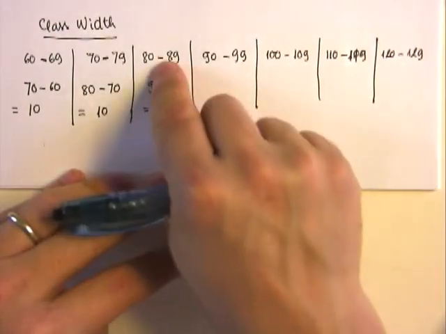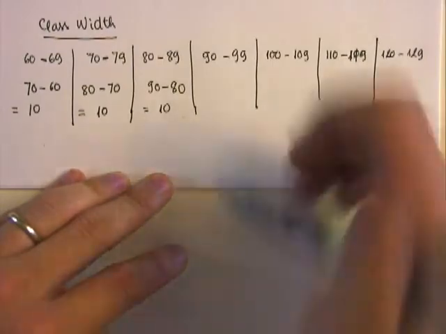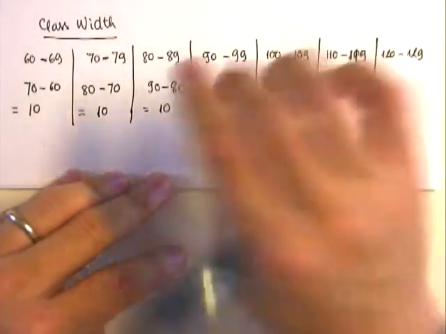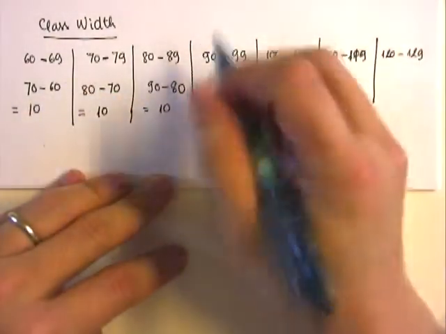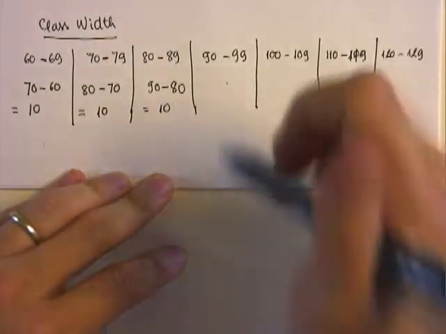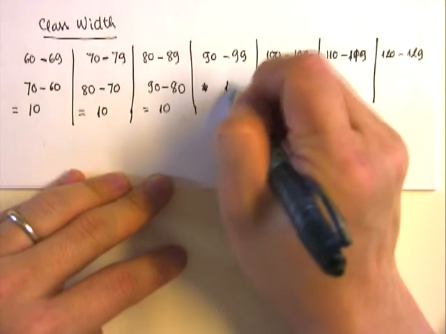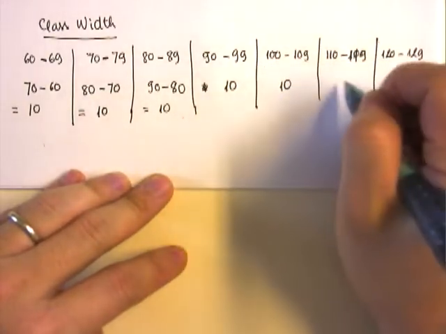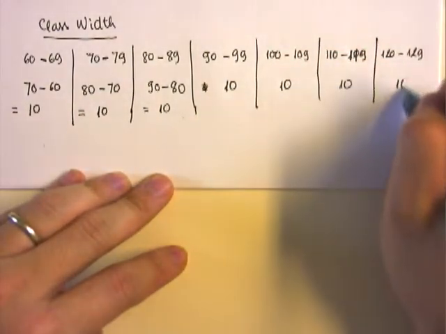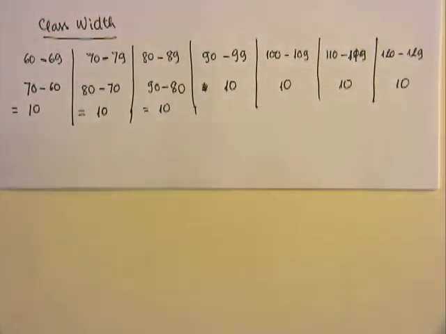So 10 is the class width for this particular class. And now, as you can start seeing the pattern of the work here, I can skip all the math work. My class width here is going to be a 10 again, and here's a 10, there's a 10 for my class width, and there's a 10 for my class width here, and that's how we find class width.